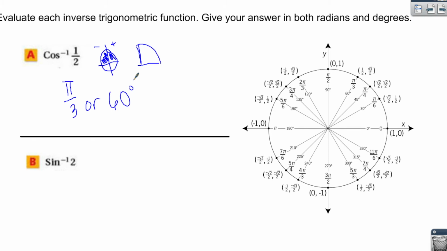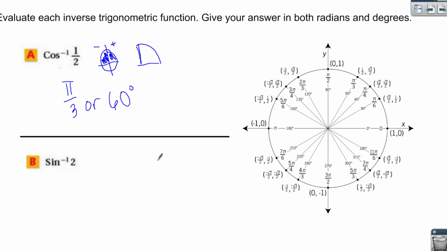And you have options to narrow it down further, just like what we did by looking at the quadrants and addressing what signs are given to us. All right, let's look at the inverse sine of 2, the function given in B. Let's go ahead and take a look at this. So it says 2.